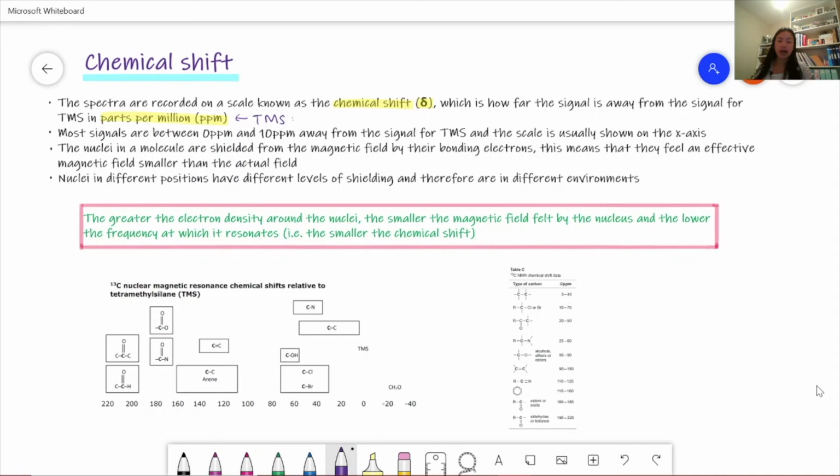So we have that TMS has a peak at 0 parts per million, and so this is our standard. Most signals are between 0 and 10 parts per million away from the signal for TMS, and a scale is usually shown on the x-axis.